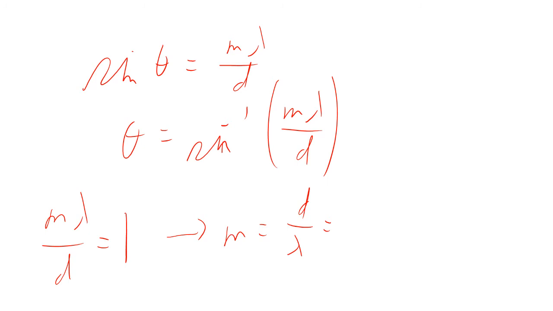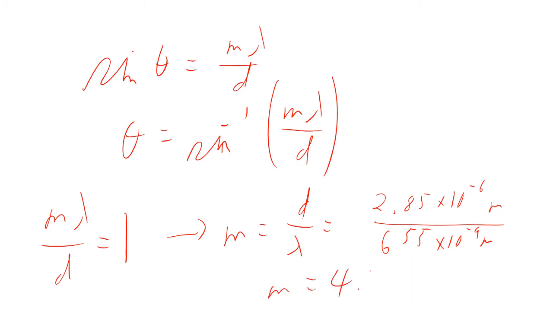For our case right here, that would be d, 2.85 times 10 to the minus 6 meters, divided by lambda, which is 655 times 10 to the minus 9 meters. What you get is m equals 4.35. Well, you cannot have a fraction of a distance. So m equals 5 is too much, and so the biggest you can get is 4. So that means that m max is 4.